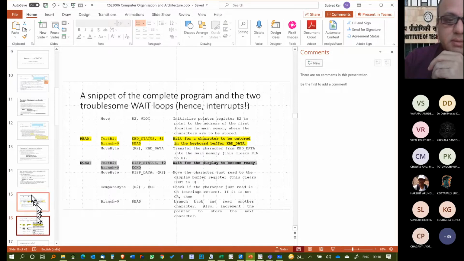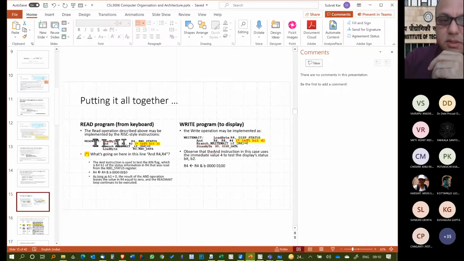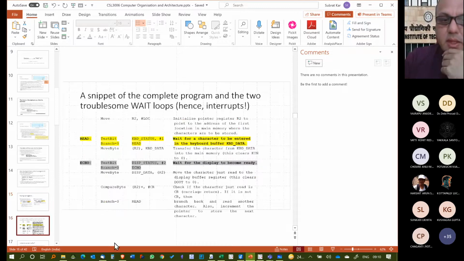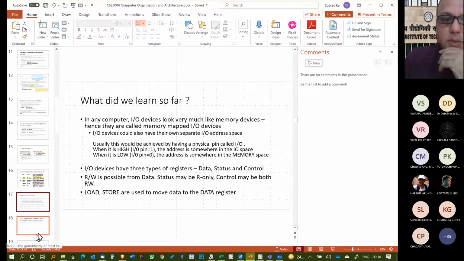So we then took the two loops here, the read wait loop and the write wait loop, and we put it together and we said, if we highlight the troublesome part of this whole process, it's not very happy. We don't want to wait in loops, and therefore we want to do something else which cuts out the loop. And that something else happens to be interrupts. Right? So we learned just this much.